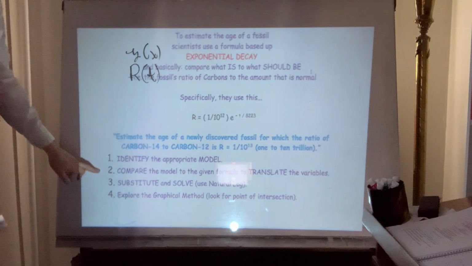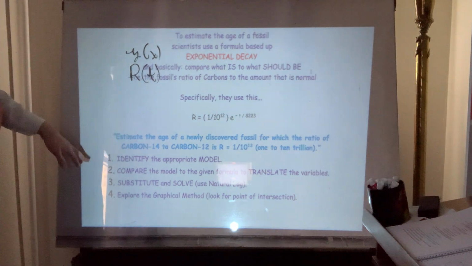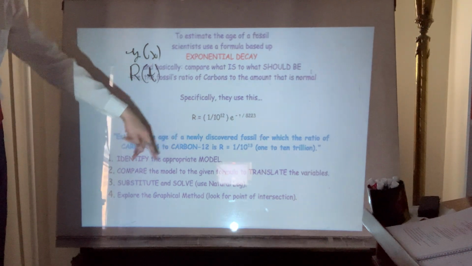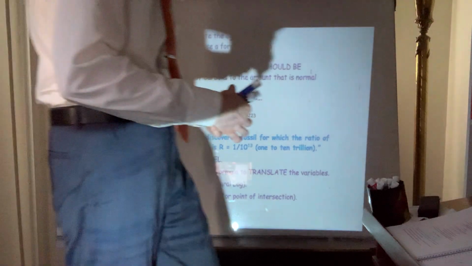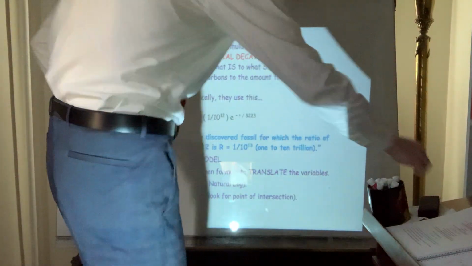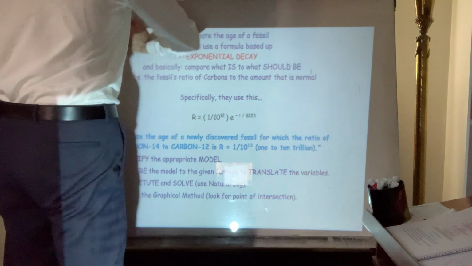I tried to break it up into these 4 steps more or less. All right, you would identify the appropriate model. All right, let me show you that and we'll get through it. I'm gonna get some gobbledygook out of the way here.